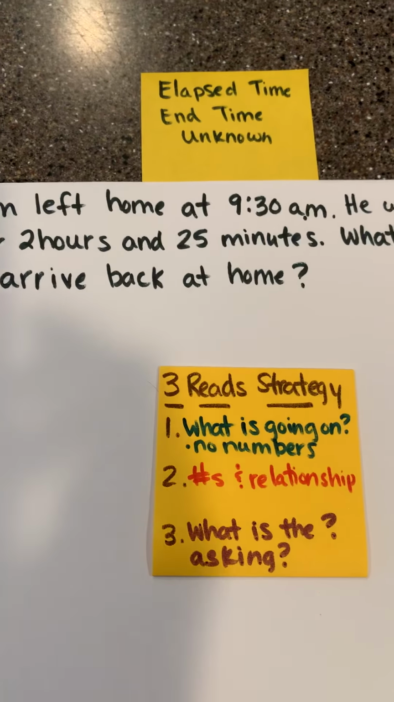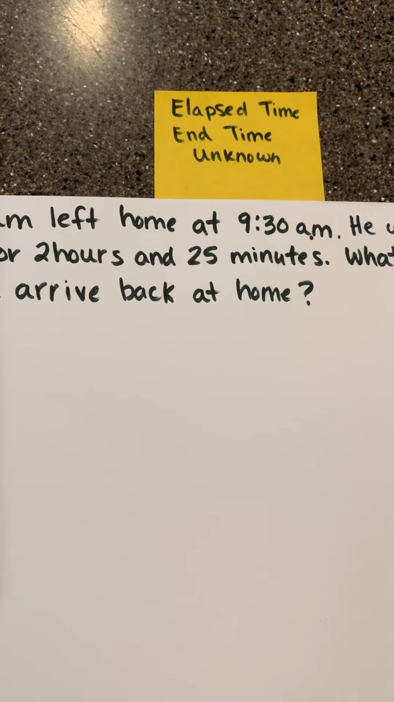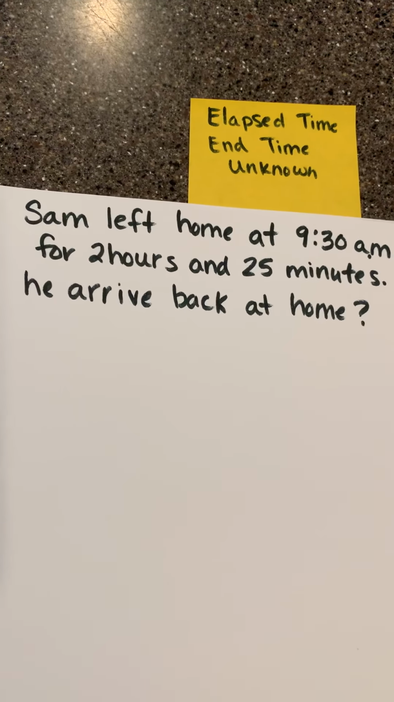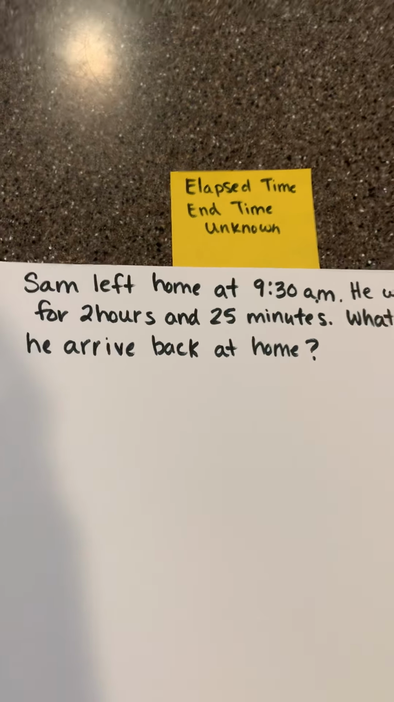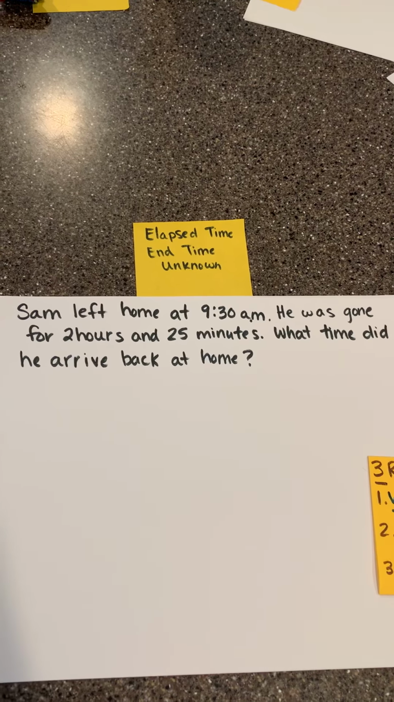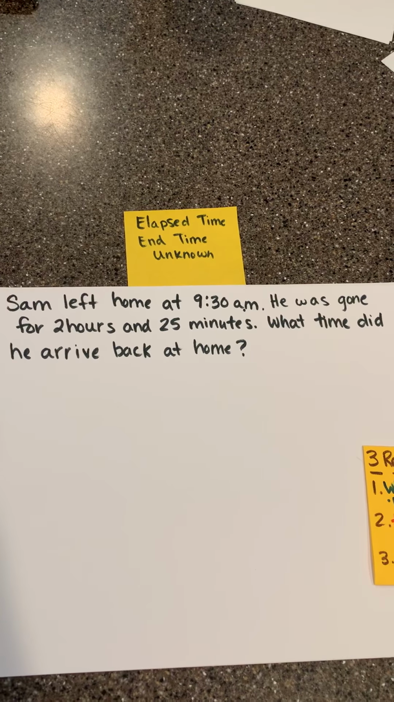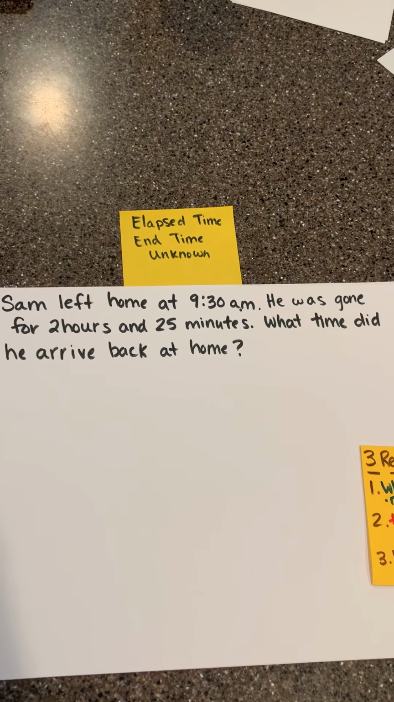So we're going to use that strategy as we solve this problem. First of all, we're going to read it to see what's going on. I'd urge you to try to read it on your own, and if you need help from a parent or somebody, that's okay, but really try to focus on reading these on your own. So I'm going to model it for you. Sam left home at 9:30 a.m. He was gone for 2 hours and 25 minutes. What time did he arrive back at home?